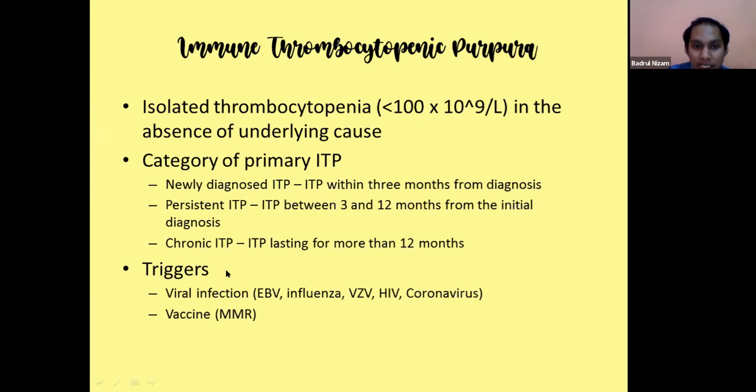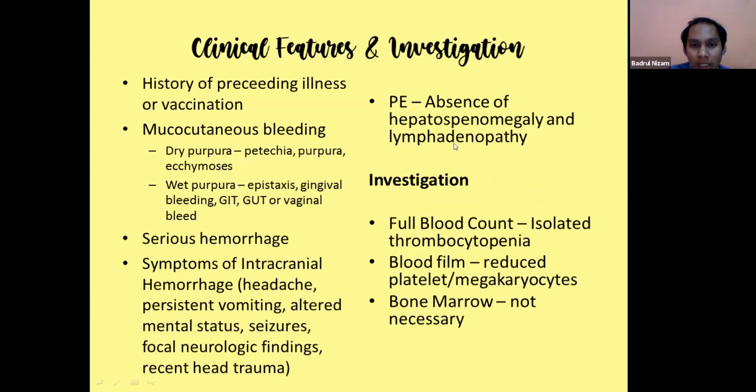Usually this ITP is triggered by a viral infection such as EBV, influenza, and so on, or vaccination, as I mentioned earlier. So in ITP, this trigger will cause the body to produce auto-antibodies against platelets, causing the antibody-coated platelets to be cleared from the circulation by the reticuloendothelial cells. Okay, so what are the clinical features and investigation?